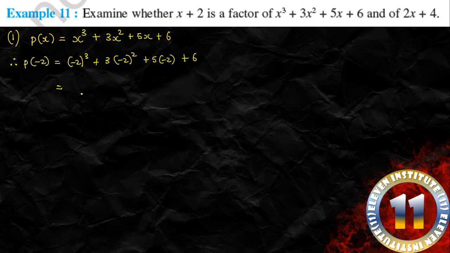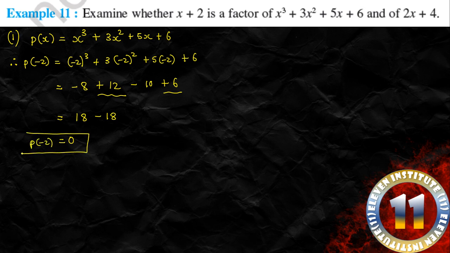Now what is -2 the whole cube? It is -8. -2 the whole square is +4, and 4 threes are 12, plus minus minus 5 twos are 10, and now we have plus 6 over here. So we will add all the positive numbers. What are the positive numbers? 12 and 6. So 12 plus 6 gives us 18, and -8 minus 10 gives us -18. So 18 minus 18, we get 0 over here, right? What is p of -2? P of -2 is 0.